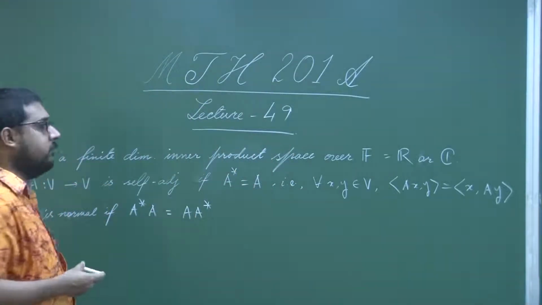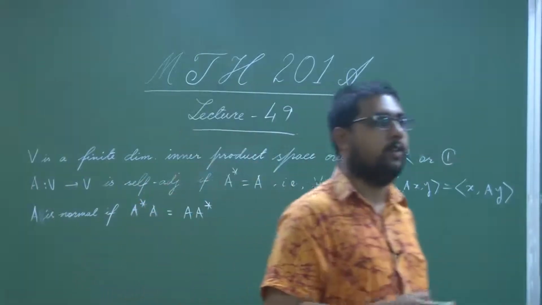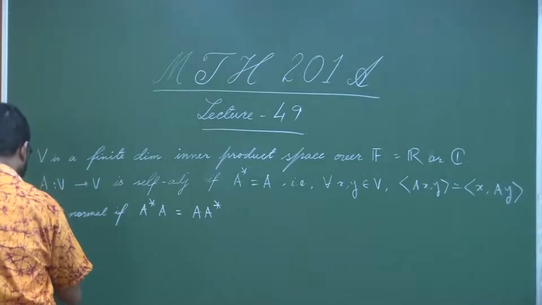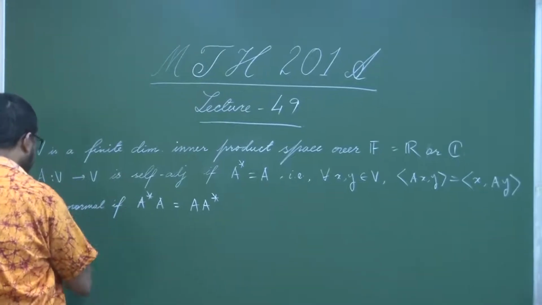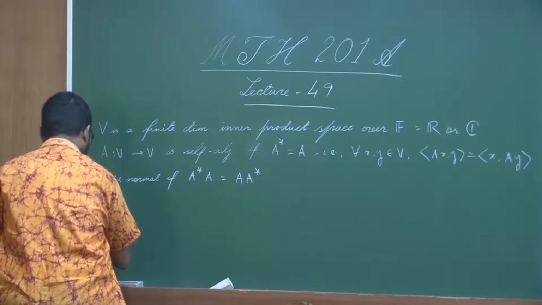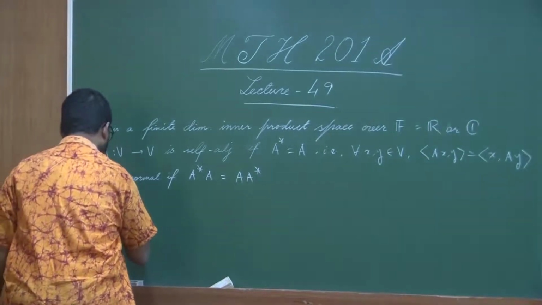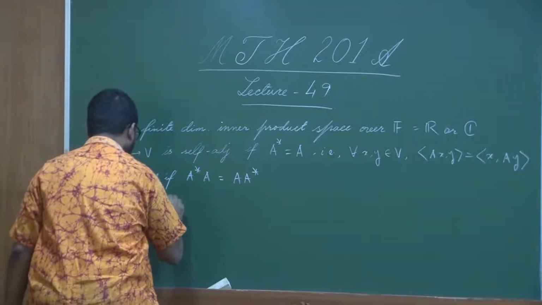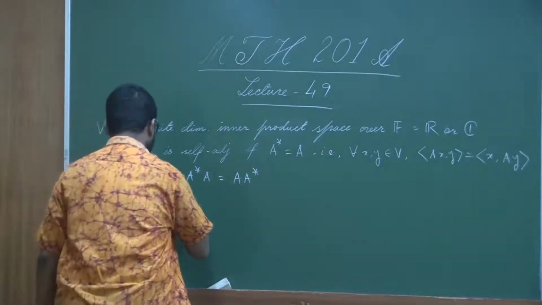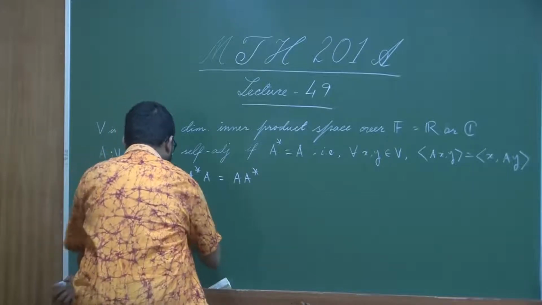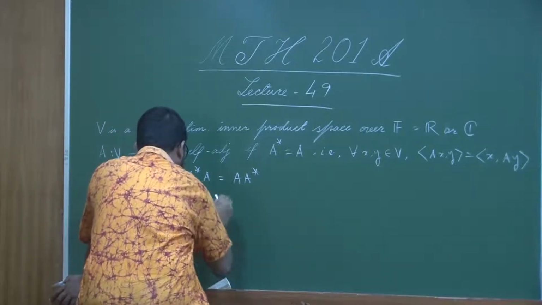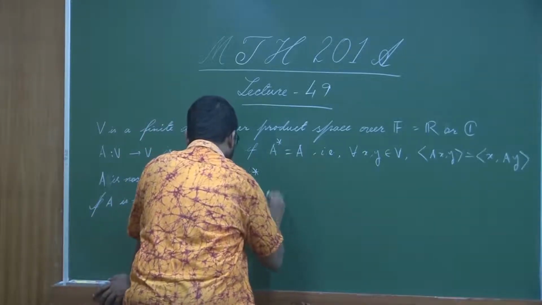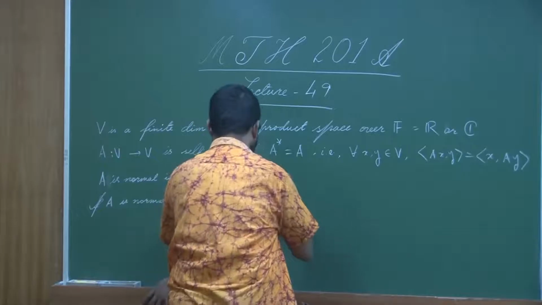In the last lecture we proved the spectral theorem for normal operators. What does that say? It says that if A is normal, then A has an orthonormal eigenbasis.